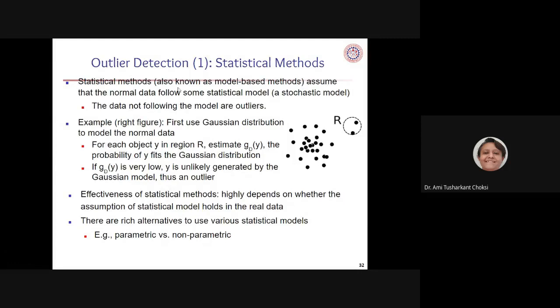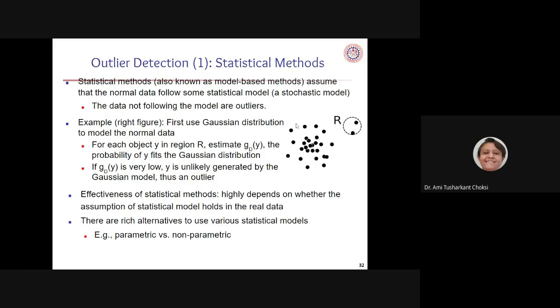So let's see outlier detection statistical methods. Statistical methods, also known as model-based methods, assume that the normal data follow some statistical model. The data not following the model are outliers. Very simple, isn't it? So, for example, see the right side figure. First use, say, a Gaussian distribution to model the normal data, right?